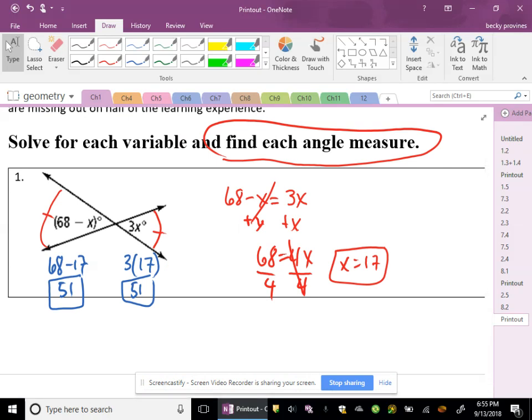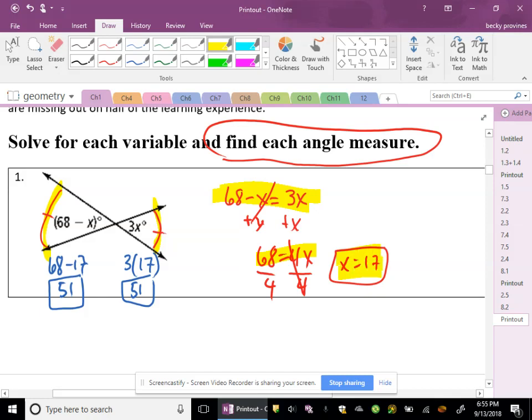When we use vertical angles, let's look at this picture here. We know these two angles are congruent. So I'm just going to say, hey, let's write an equation. Let's set them equal to each other. So I set it equal to each other. I start doing some algebra. I add x to both sides. And then I divide by 4. And so I get x is 17.